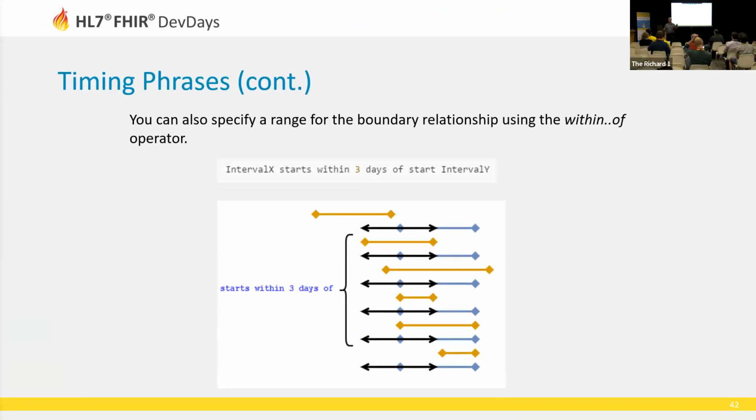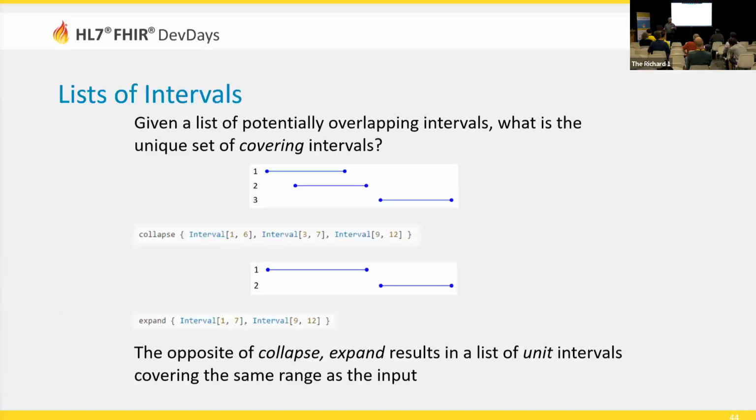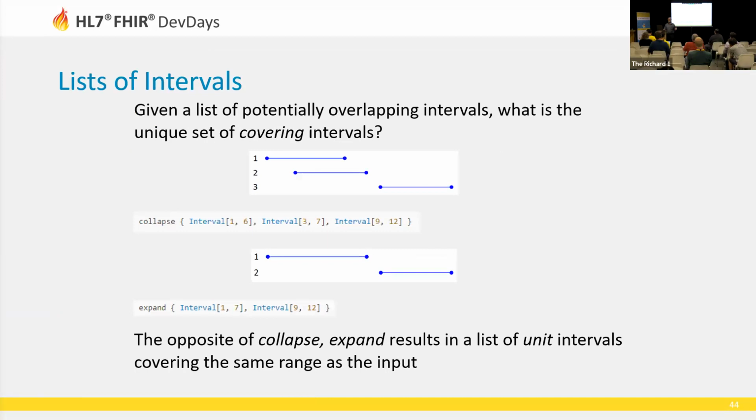All of those get translated to just pure interval functions down in the ELM. But the intent here is to support as natural language phrasing as possible for all the different kinds of timing phrases you want to use. Then we also support list values. Those are just curly braces with comma delimited lists. And a bunch of functions on lists, including union, intersect, except, membership, all of the things you would expect to be able to do with lists, including some important ones about lists of intervals.